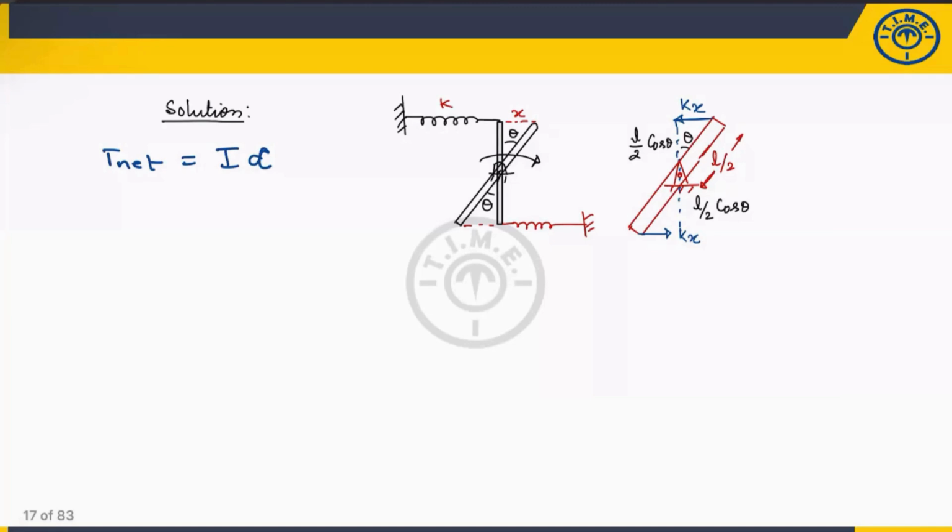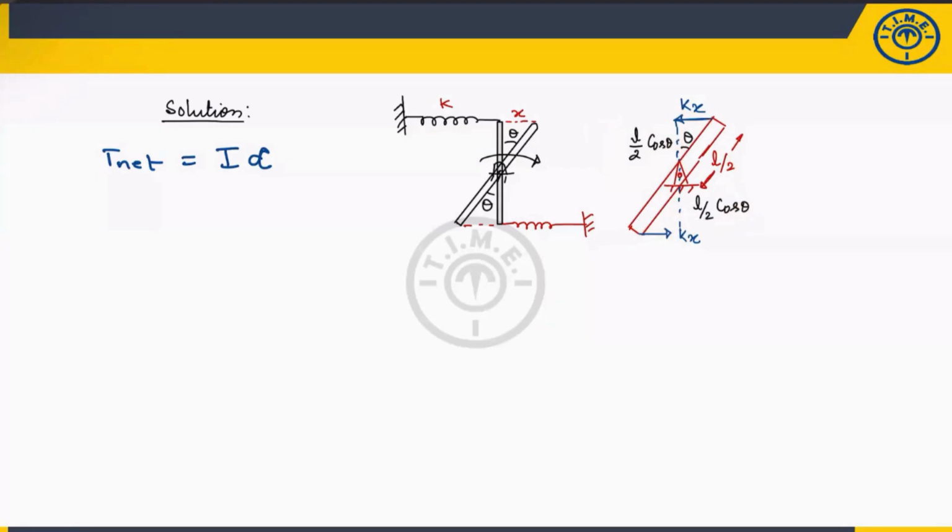The net torque is basically rotating about this hinge joint. So what are the forces creating a torque? One is this force kx. What is the distance? L by 2 cos theta. Similarly, this force is also creating a torque in this direction. Force into perpendicular distance, torque in this direction.